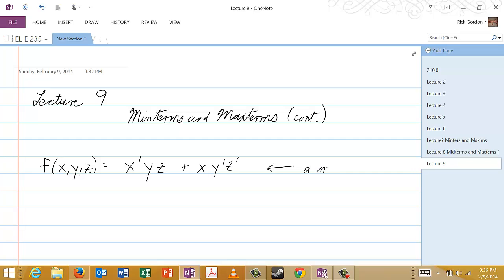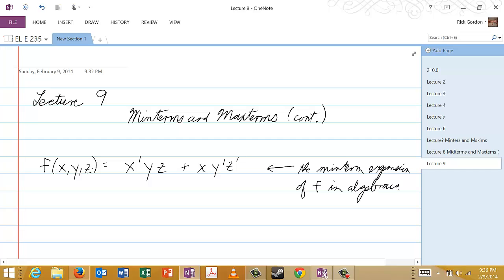A minterm expansion of f. In fact, I'll say the minterm expansion of f because it is unique. The minterm expansion of f in algebraic notation. And by algebraic notation, we mean that the variables are all spelled out.